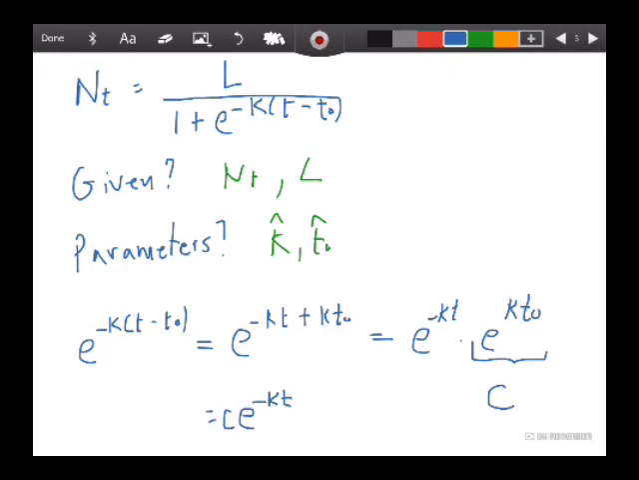If we're looking at this equation using the second expression, using c times e to the negative k times t, then the parameters in this particular case would be k hat and also c. Those are the parameters that we're interested in.